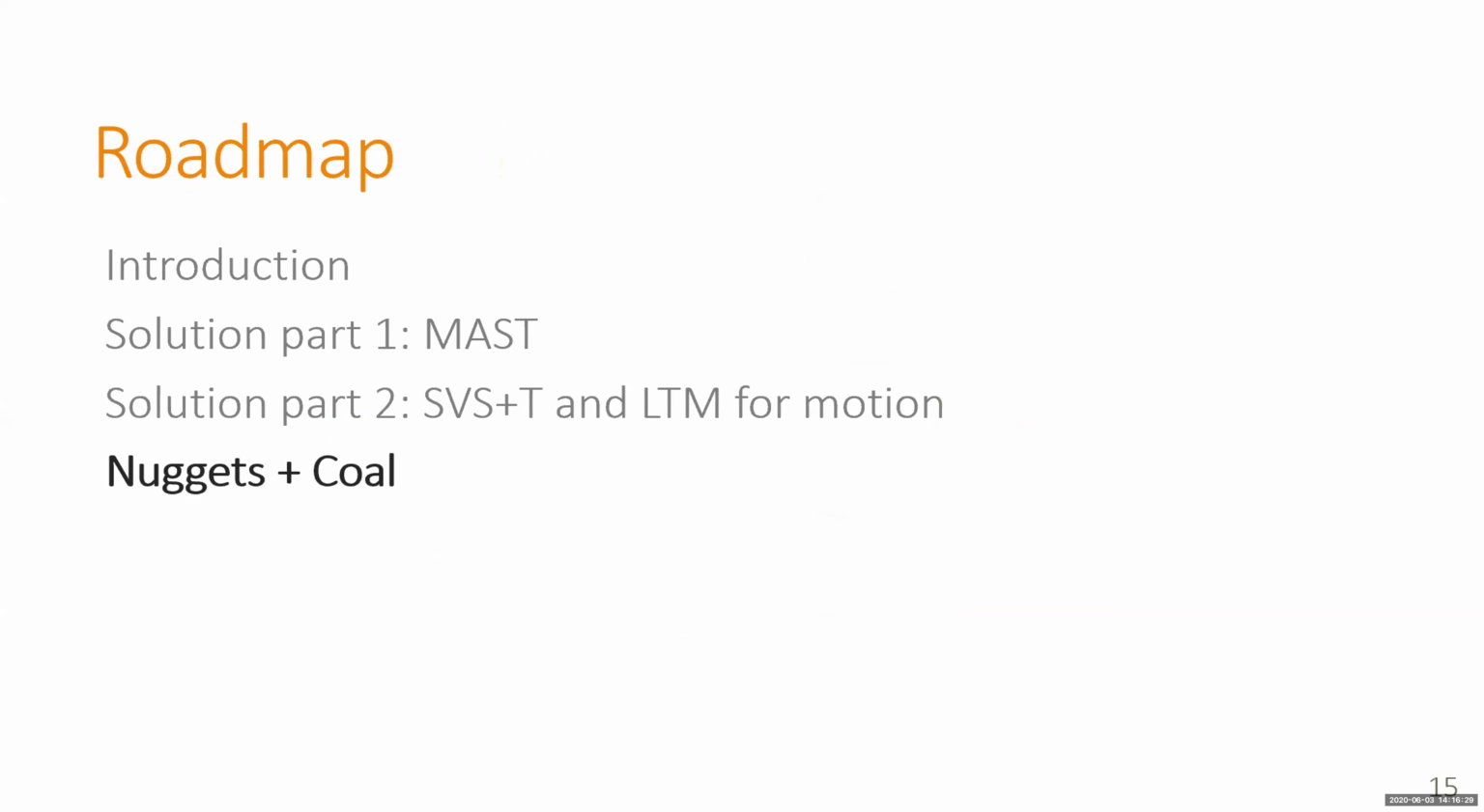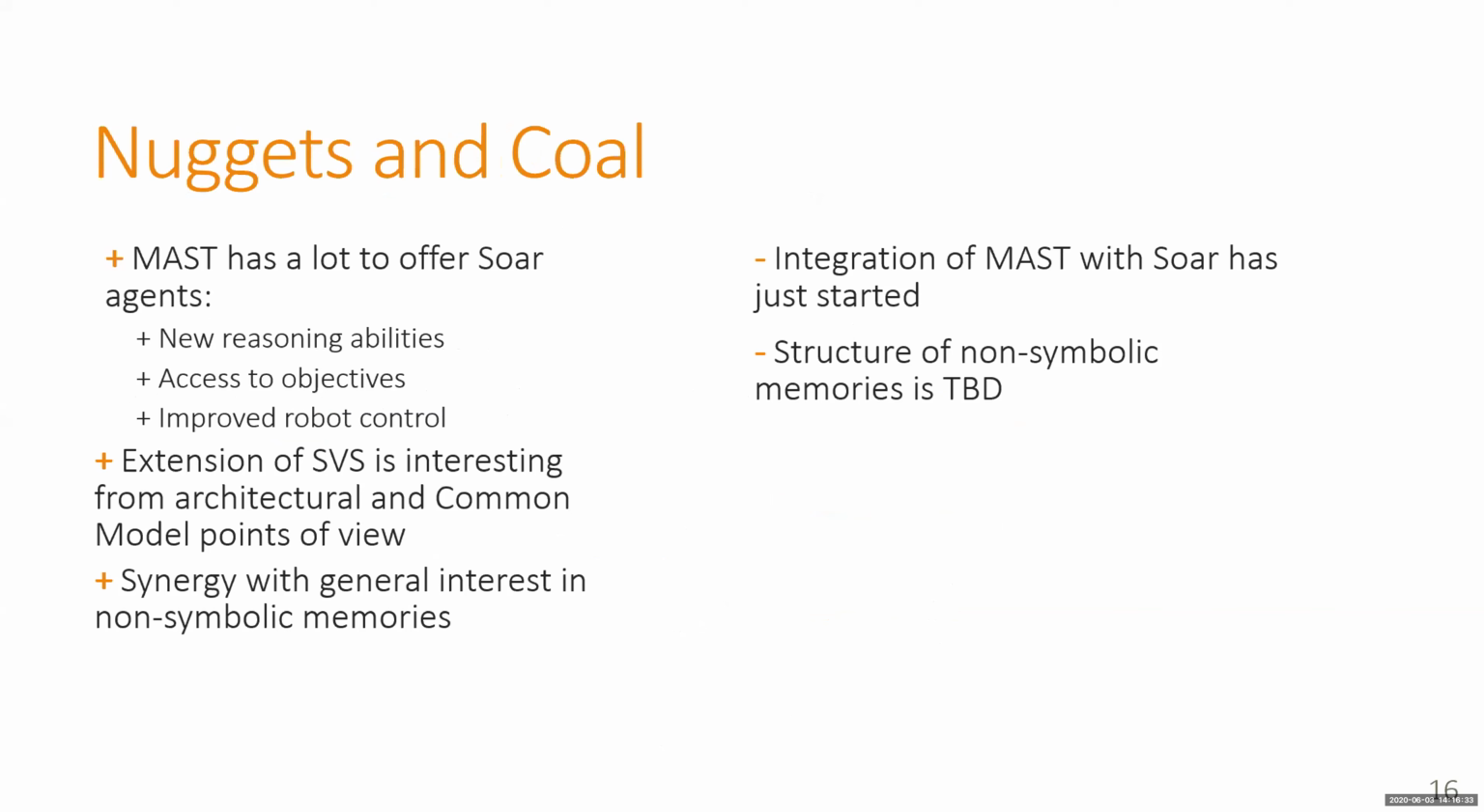which just leaves the traditional nuggets and coal. So on the plus side, MAST, the pipeline change has a lot to offer SOAR agents. That includes access to new reasoning abilities. It includes access to objective values and reasoning via objective values. And in the long run, improved robot control in general.